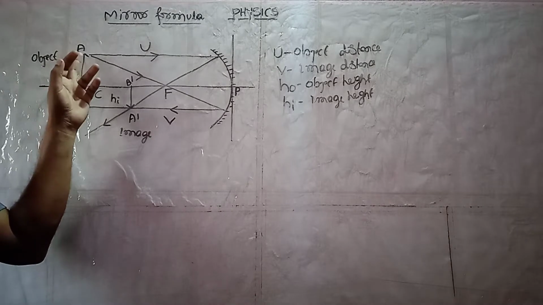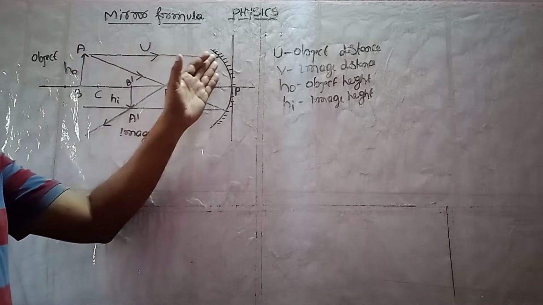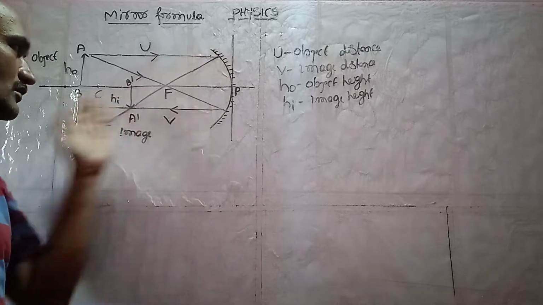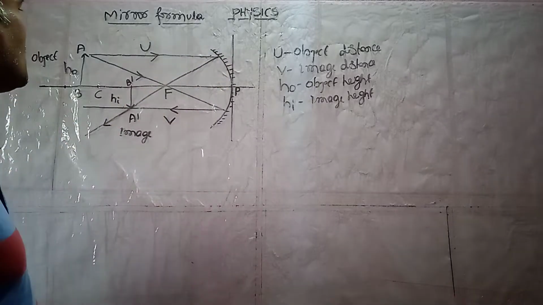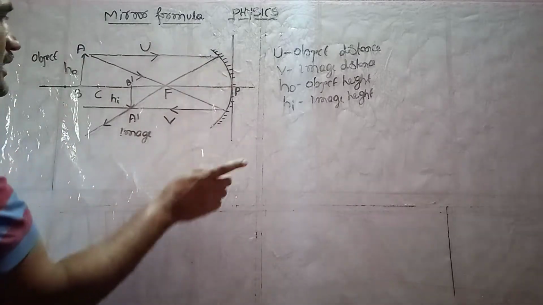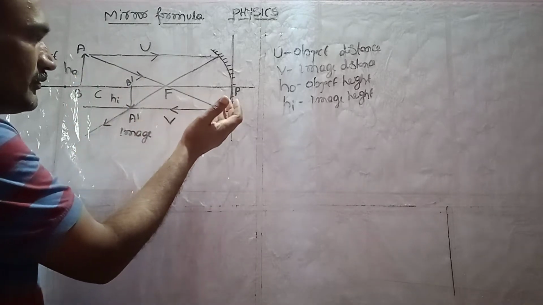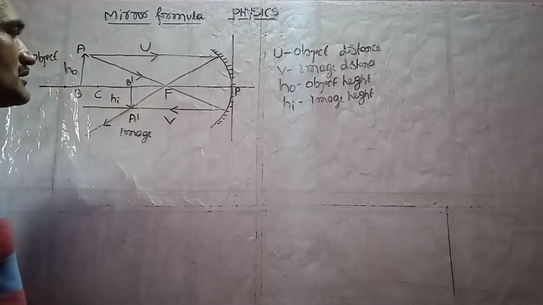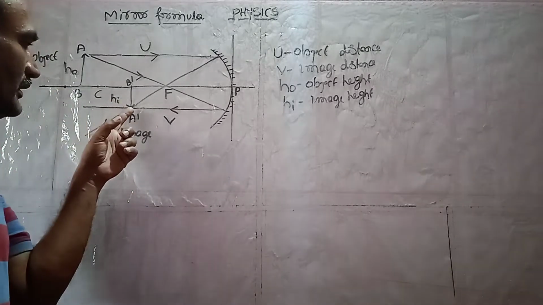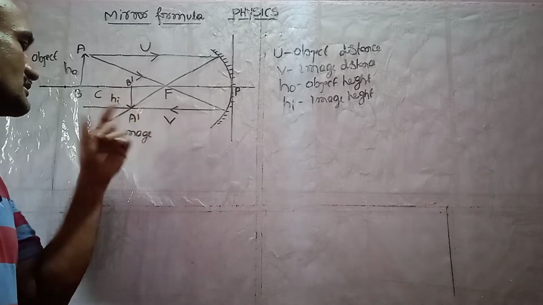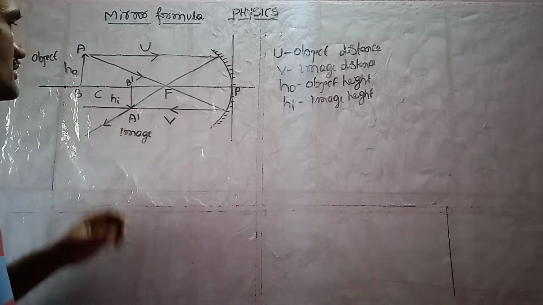From this point, a ray will go parallel to the principal axis. After reflection, it will go back through the principal focus. Again, a ray from the object passes through the principal focus, will reflect, and become parallel to the principal axis. Both rays will meet at this point. So here we get our image, that is an inverted image, B dash.